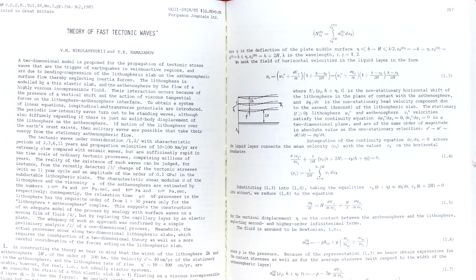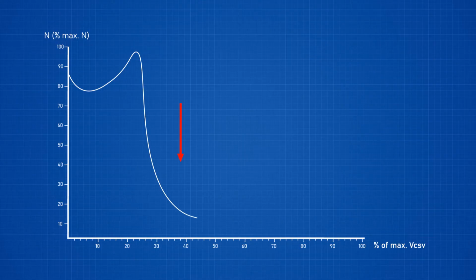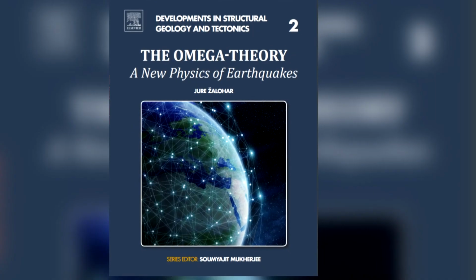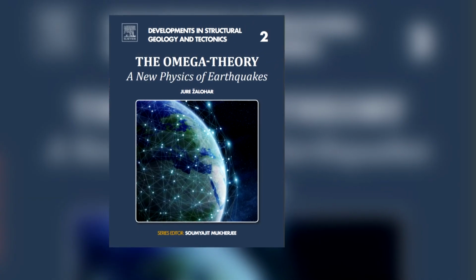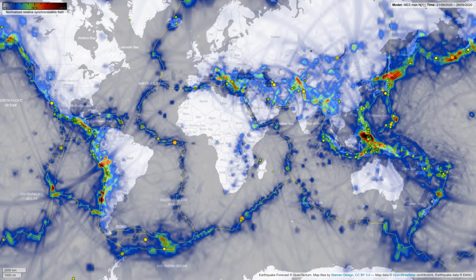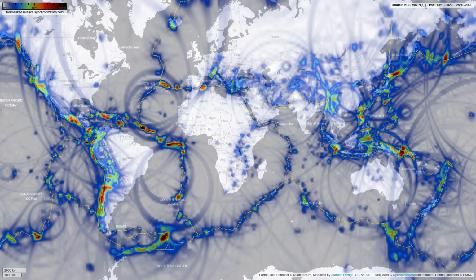Conclusions. Tectonic waves are a theoretical concept developed by seismologists and physicists in the second half of the 20th century. This concept has gained importance within the omega theory, based on which we can finally monitor these waves and their direct impact on the global seismic activity of the Earth. Tectonic waves can thus be used to forecast future earthquakes.